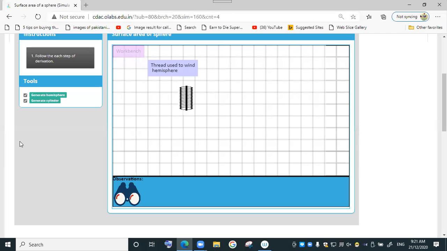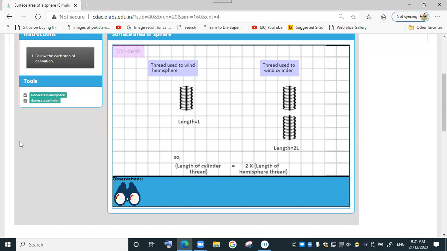Now compare the length of the thread used to wind the hemisphere and the thread used to wind the cylinder: 2L, and this is L. The length of the cylinder thread is equal to 2 times the length of the hemispherical thread, and the length of the thread is equal to the surface area of the cylinder. Okay, next.